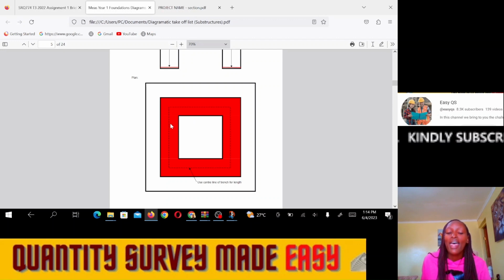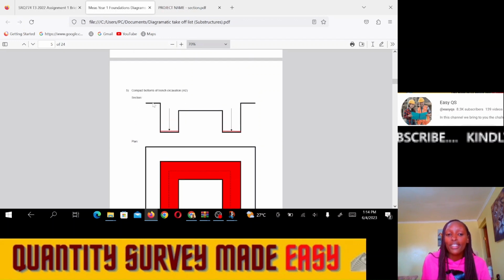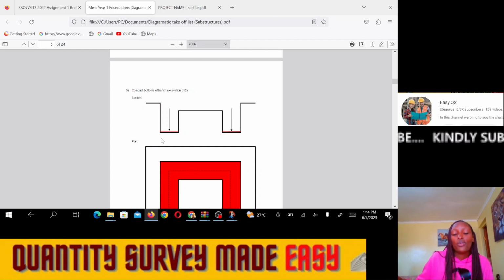So we take the center line of the trenches and multiply by the width of the trenches so that we can get the area at the bottoms of the trenches, because the item is compacting the bottoms of the trench excavation. Why are we compacting? We compact so that, if the soil is red soil, we can then do the blinding of concrete on top of it before we do the mass concrete. If it is not red soil and it is still not very firm, we compact the soil, then lay hardcore and compact it before we do the blinding.